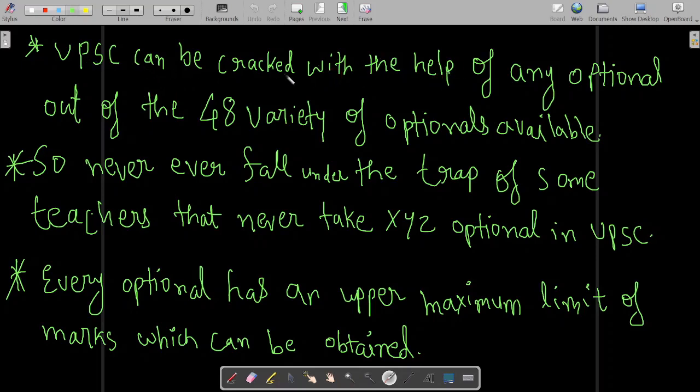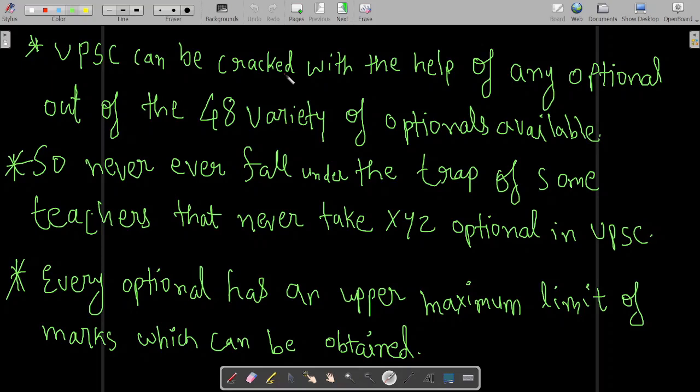There are actually 48 varieties of optionals available in UPSC, and there is a full list of 48 optionals, and you can choose any optional without any requirement of your educational background. Even if you are an engineer, you can choose history. Even if you are a doctor, you can choose Hindi literature. So there is no restriction of any educational qualification. In which field you graduated does not matter.